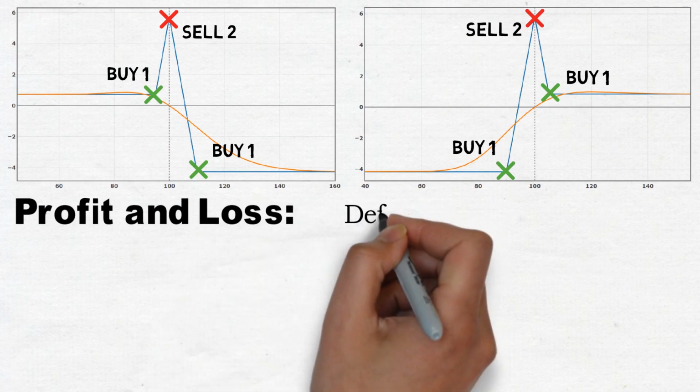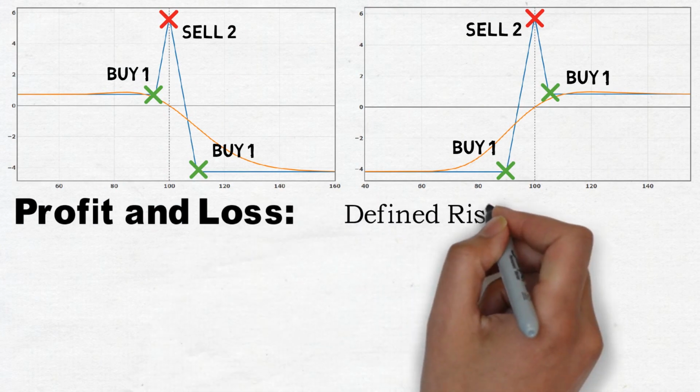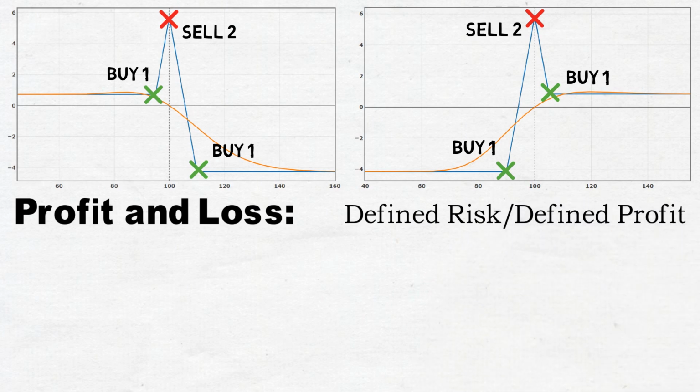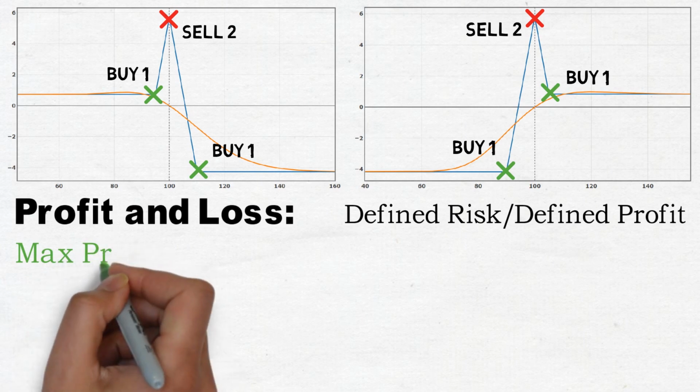You can clearly see from the payoff charts that broken wing butterflies are defined risk and defined profit strategies, which means that the max loss and max profit are limited to a certain amount. Most of the time, you can open a broken wing butterfly position for a net credit, which means that you will receive money to open the position. This, however, depends on which strikes you choose.